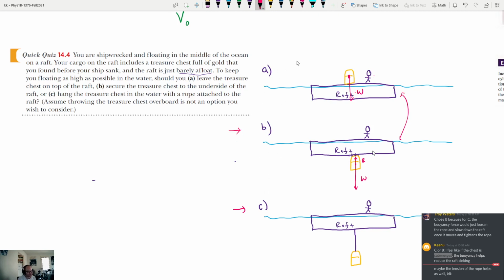If you answered A, I understand. The whole point of these questions is to test our intuition and not to test our knowledge. And by testing our intuition, you can question your intuition and then learn to develop a new idea of what's going on. So in this case, what's going on is by putting the chest underwater, you add an extra upward force that wasn't there before, and that reduces the apparent weight of the chest, which then allows you to float a little bit higher. Okay, so I think that's a good problem.